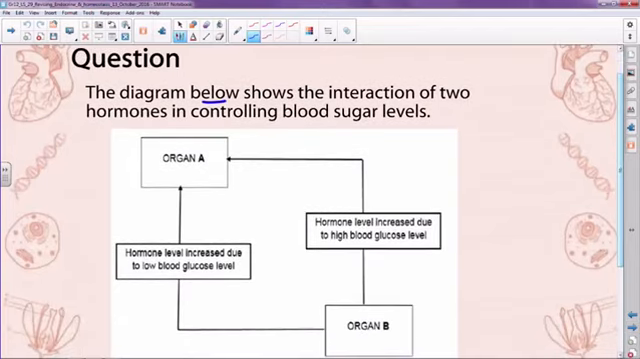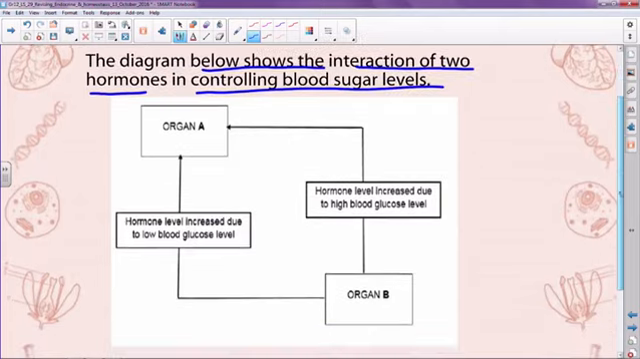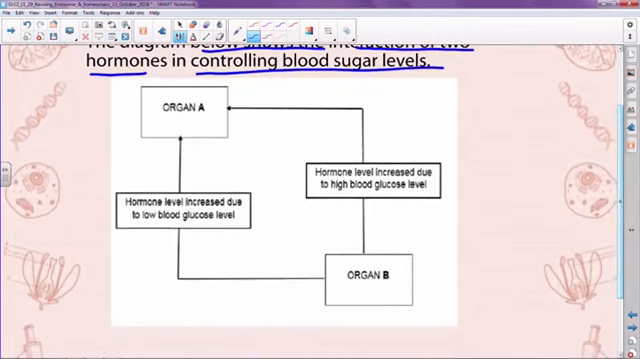The diagram below shows the interaction of two hormones in controlling blood sugar levels. So the first thing we're going to have a look at is the blood and the sugar levels. In the diagram we have two organs, organ A and organ B. If we have a look at organ A, you'll notice that all the arrows are moving towards it. You've got hormone levels increased due to high blood glucose levels, and hormone levels increased due to low blood glucose levels, and then you've got organ B.